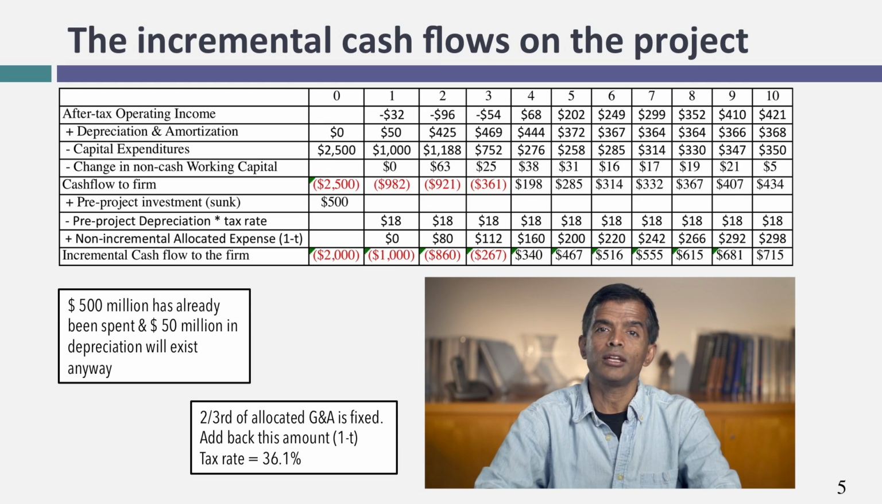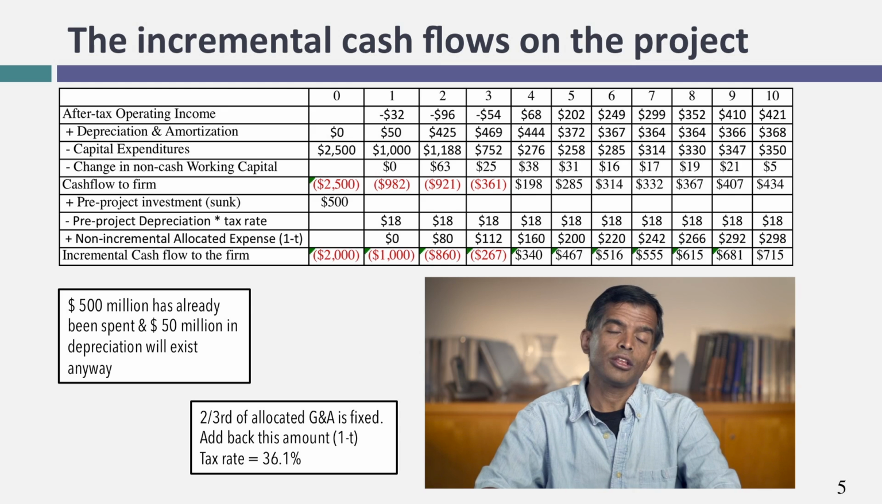Same reasoning with the allocated G&A. What will happen if I take this project? Well, 2/3 of the G&A will get allocated to the project. What will happen if I don't take this project? Well, that expense will just get allocated somewhere else. The company will still bear the expense, so it's a non-incremental expense. The one adjustment I have to make is because I got a tax benefit from that allocated G&A. When I add it back, I'm going to add back the after-tax amount, which is the allocated G&A, the 2/3 of it, times 1 minus the tax rate. So with those adjustments, I've gone from cash flows to incremental cash flows. These are the cash flows I should be focusing on when I look at this investment.